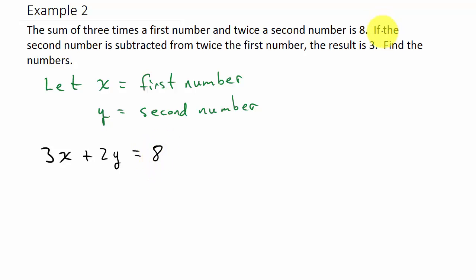Now it says if the second number is subtracted from twice the first. So twice the first, and the second number is subtracted from that, so minus y. So I've got 2x minus y, and it says the result is, there's my equal, 3.